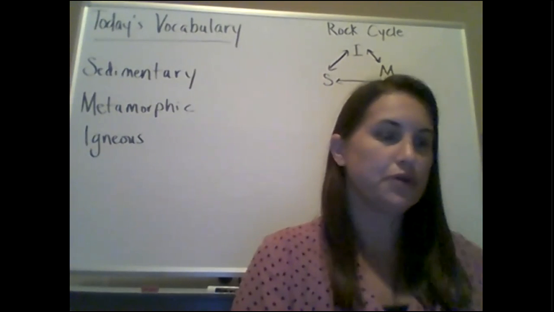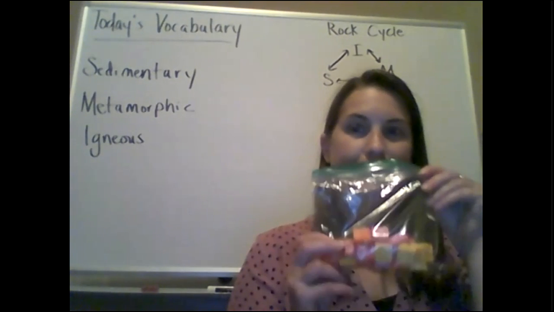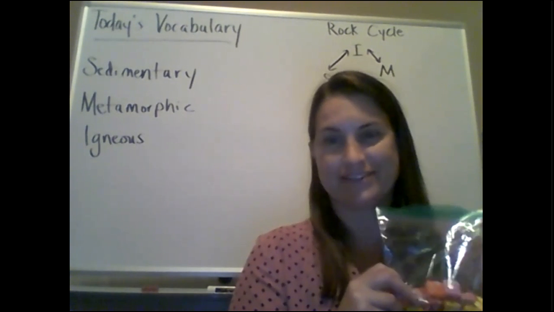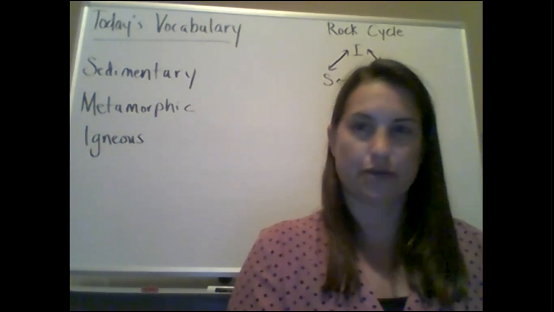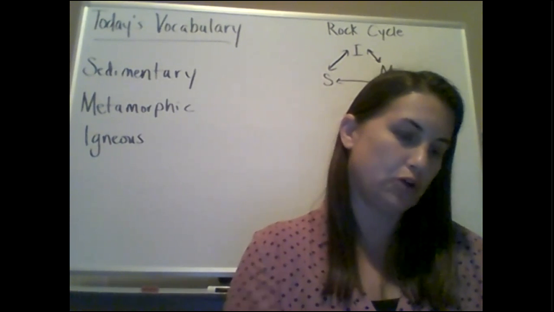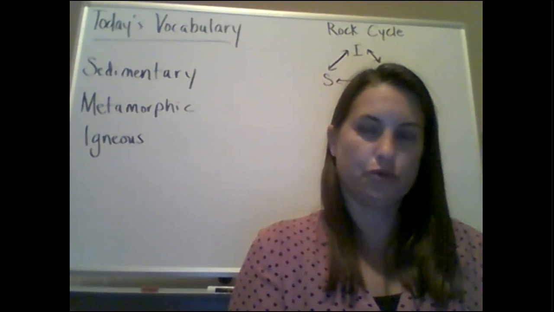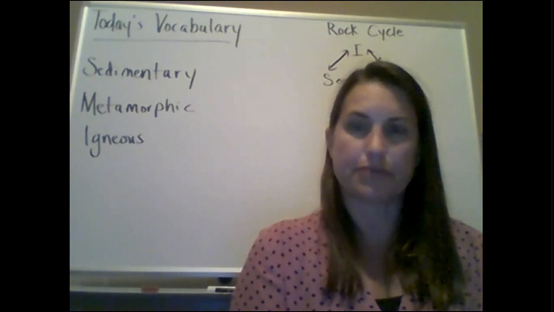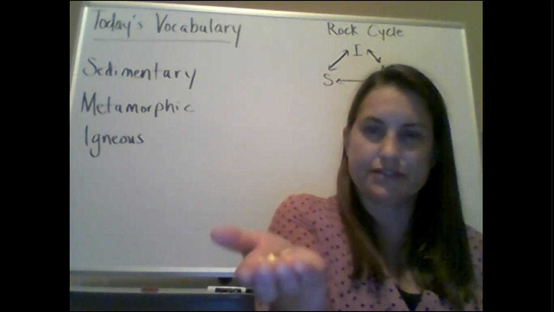All right, so we're going to use Starburst candies for today's lab. We're going to take the Starburst and cut the Starburst into little small pieces. And this is going to represent sediment. We cut it into little tiny pieces.